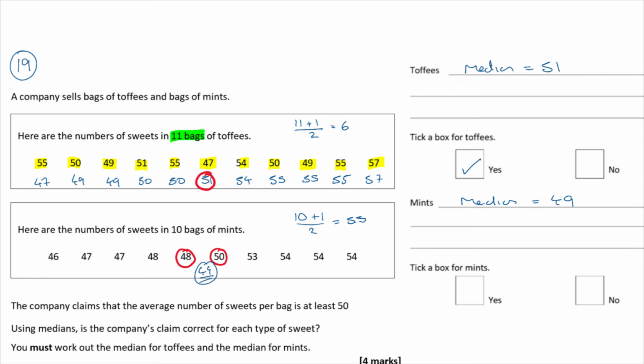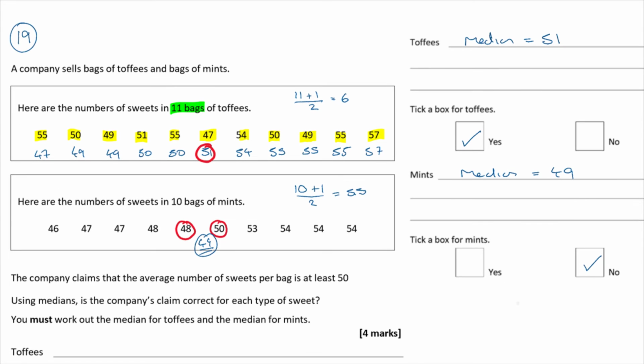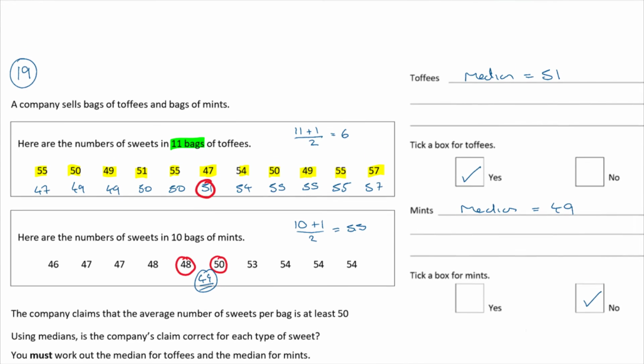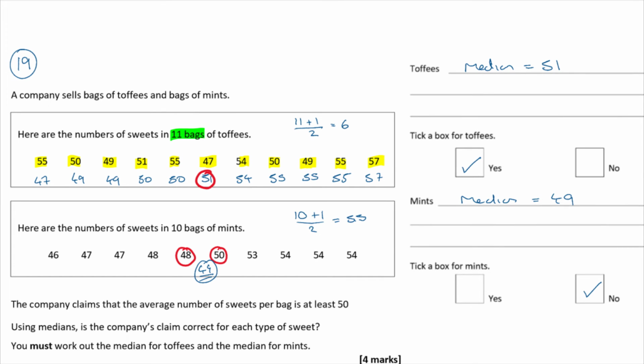So you can't really say that there are at least 50 of those, because on average they've only got 49. Now, if they were smart, they could add them both together and they would probably get a median of both things together over 50. So they could probably still claim that on average each bag has 50 or more in there. But breaking it down like that, definitely mints do not meet the mark.